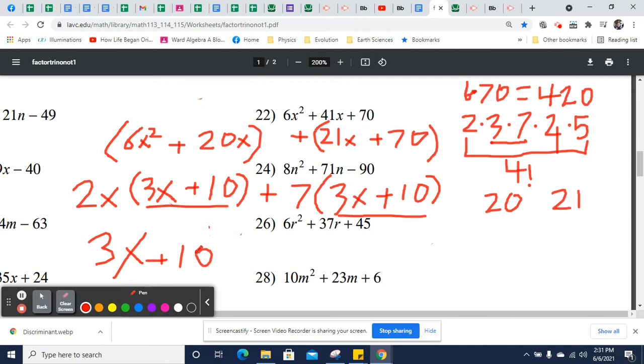Amazing handwriting with this online tool, isn't it? So 3x plus 10, the shared factor. And then because it was shared by 2x and plus 7, I can put 2x plus 7 together as a sum as well. And these are the factors of 6x squared plus 41x plus 70. I'm now going to pause to erase some stuff.